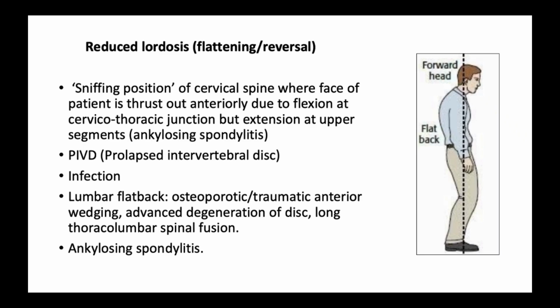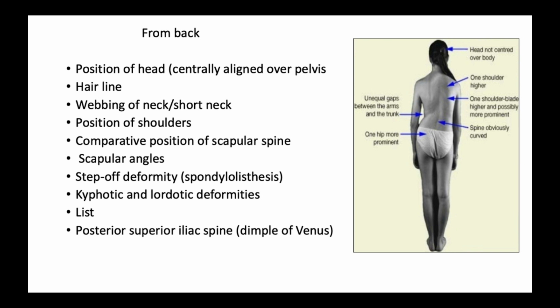Reduced lordosis, that is flattening or reversal, is seen in prolapsed disc, infection, lumbar flat back, ankylosing spondylitis. On examining from the back, look for position of head, whether it is centrally aligned over pelvis, hairline, webbing of neck, position of shoulders, angles of scapula, presence of any step off, list, and a dimple of Venus.